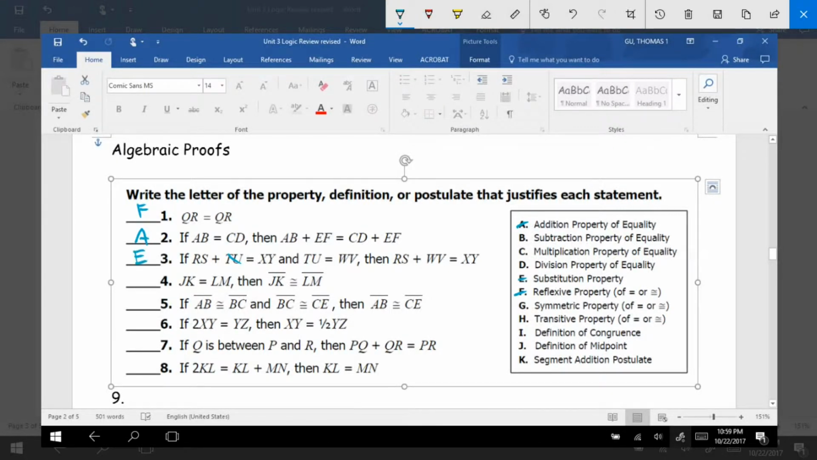Next, number 4. If JK equals LM, then segment JK is congruent to segment LM. And that is the definition of congruence, I.